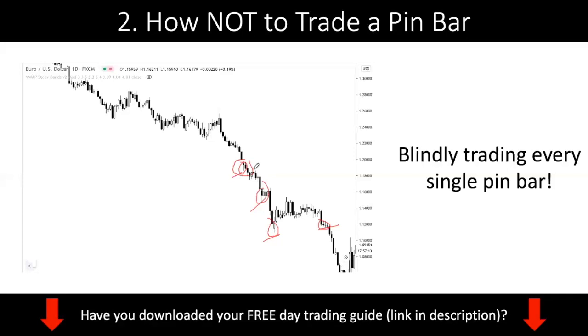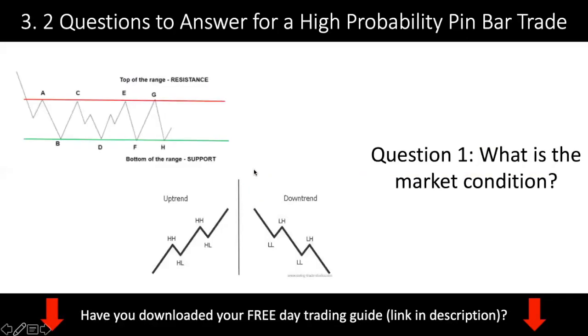It's like, let's say you have an exam to study for and you know you have an entire textbook of 500 pages of content that will be tested, but you are only choosing to study 5 pages or even 1 page. It just doesn't make sense. So please do not blindly trade every single pin bar. So this is how not to do it. Now, let me show you how to do it, okay?